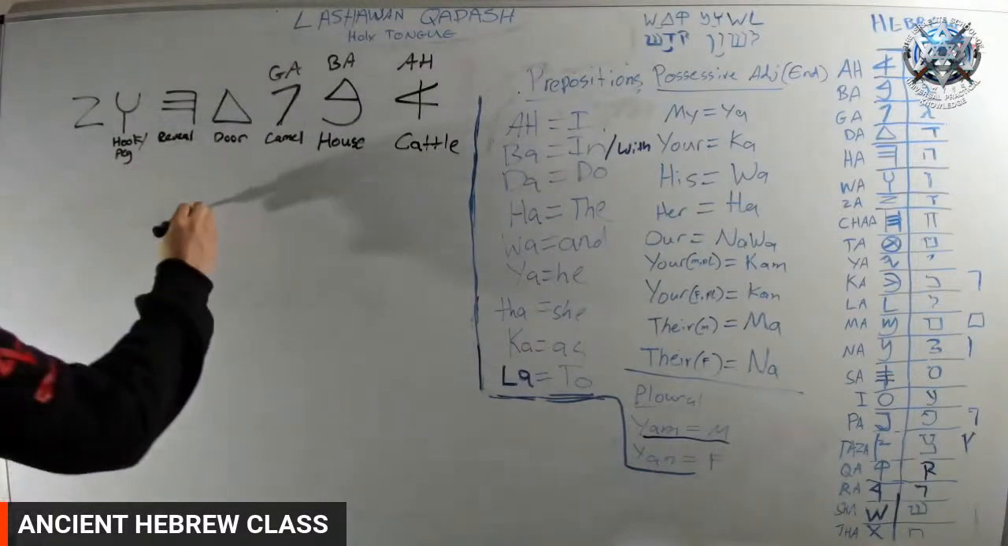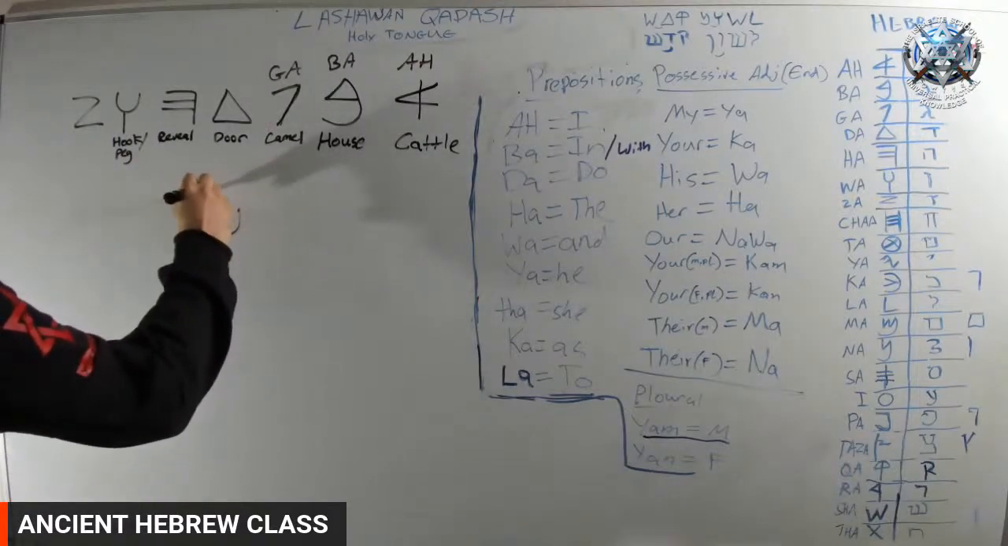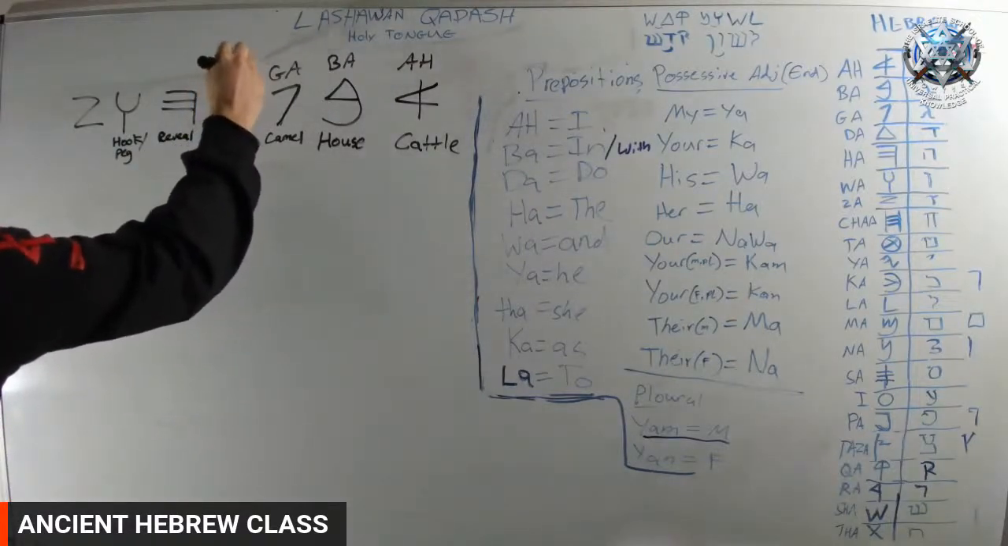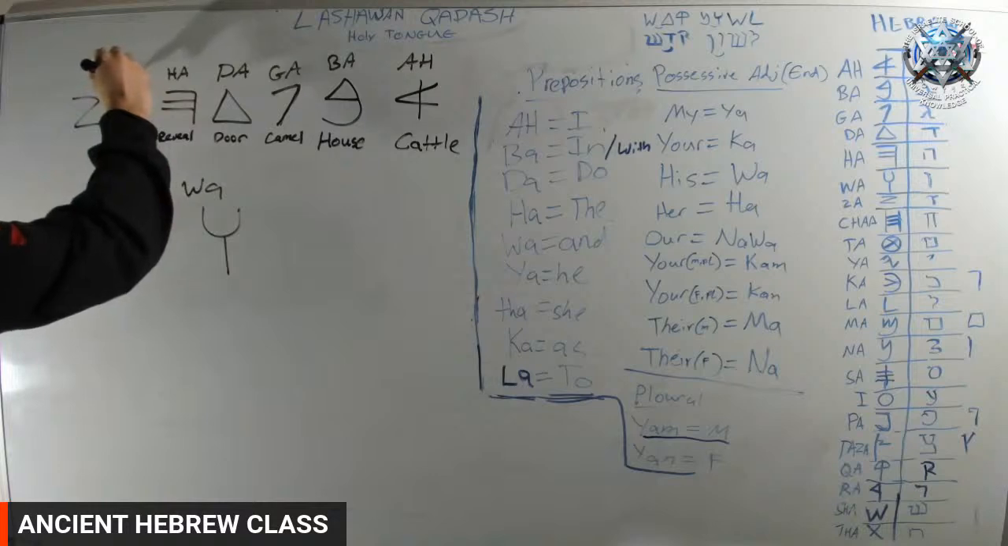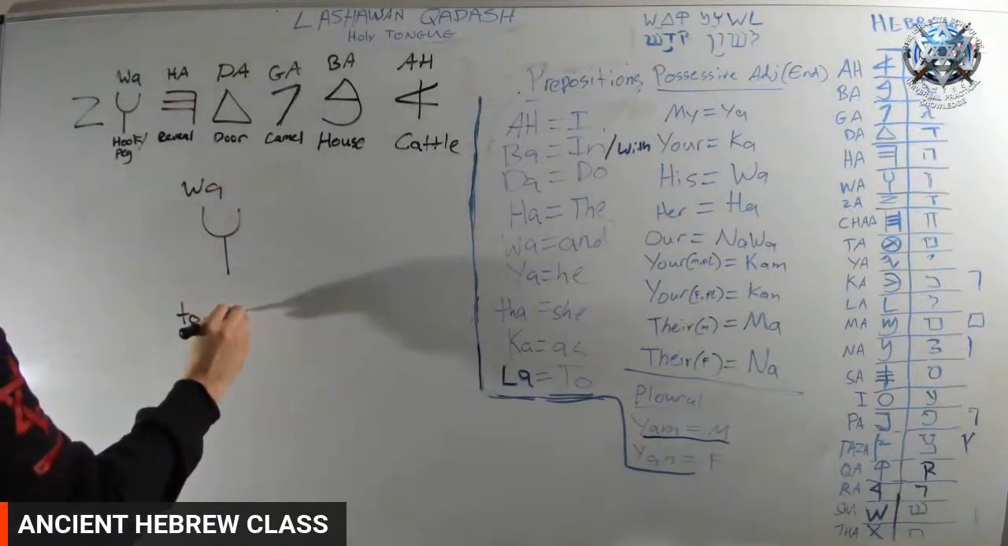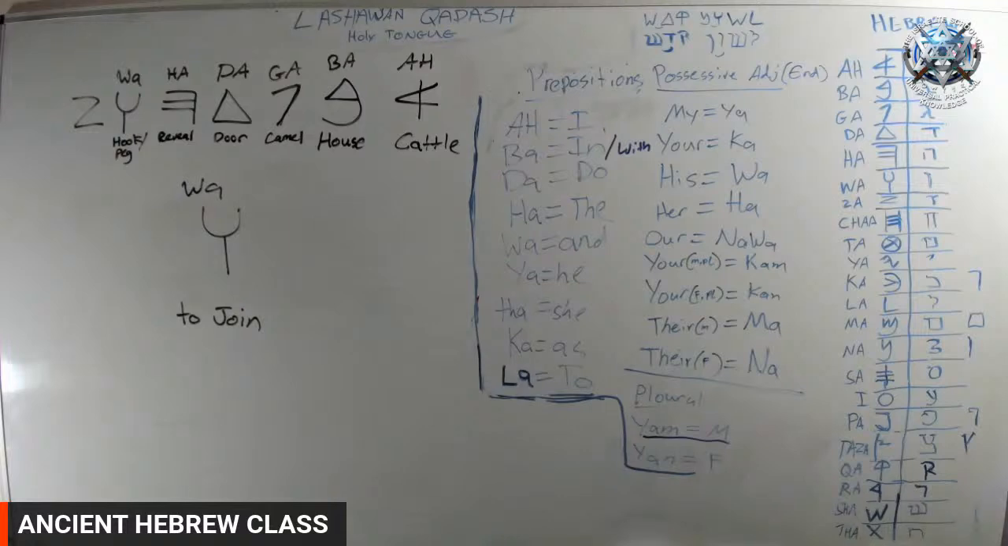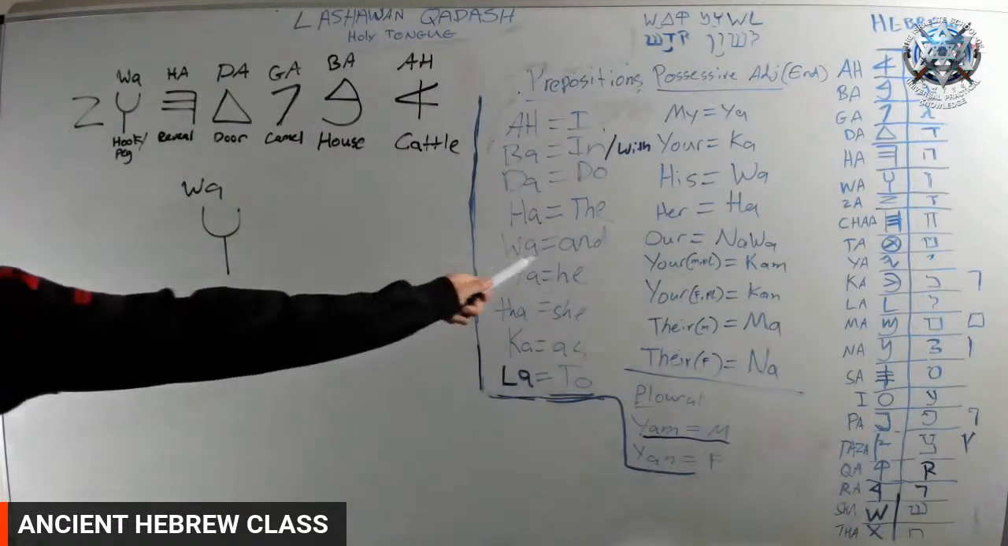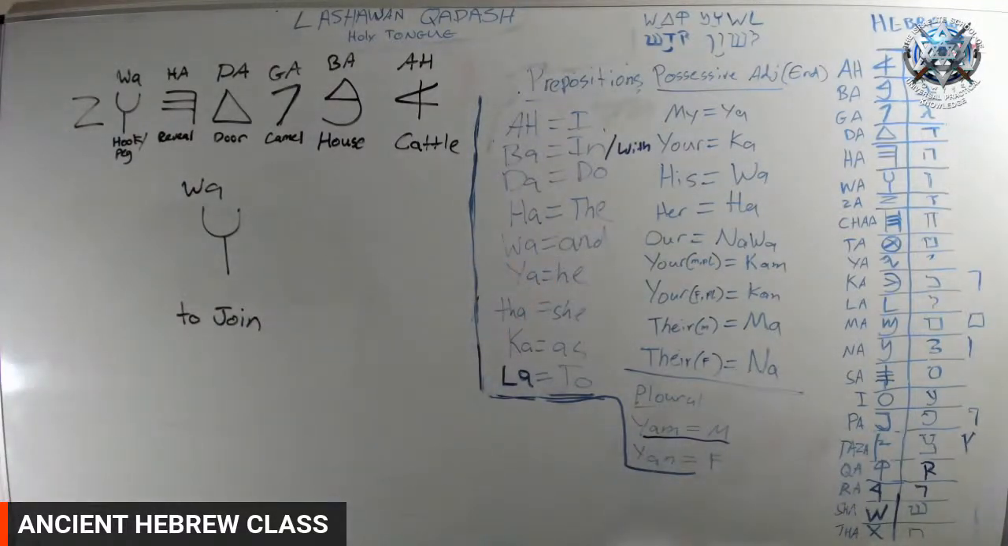And so the word Wa, we got Pa, we have Wa, means to join. So it is no coincidence that the word Wa means and. You see how exact the language is? Because the word and joins two things together.